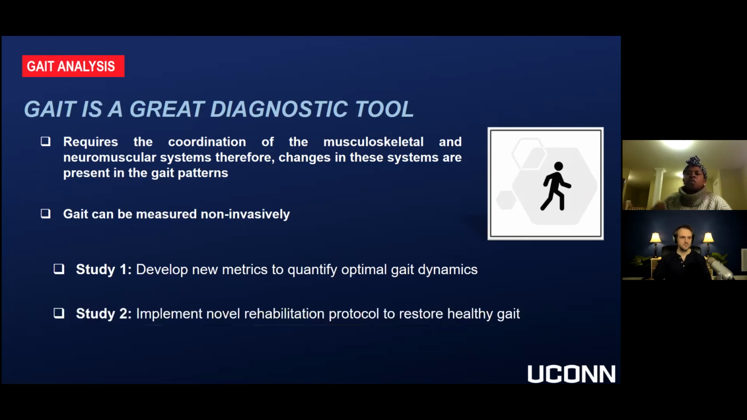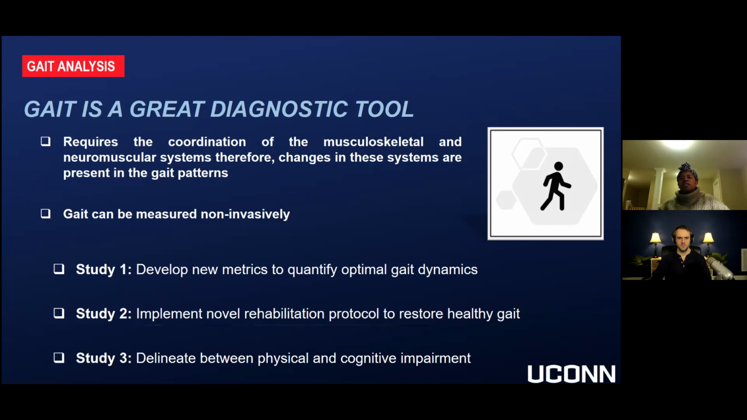Then the next thing we wanted to do was develop our novel rehabilitation protocol. Now that we know what your healthy diagnostics should be, can we develop some rehabilitation that's going to move you into these healthy regions? And the third thing was kind of our derailment, where we started to look at the differences between physical and cognitive impairment.